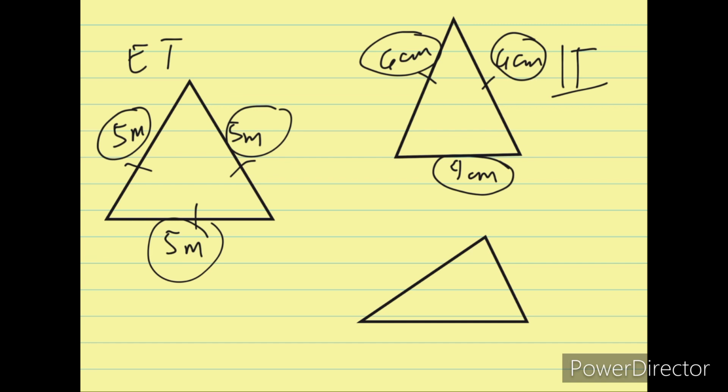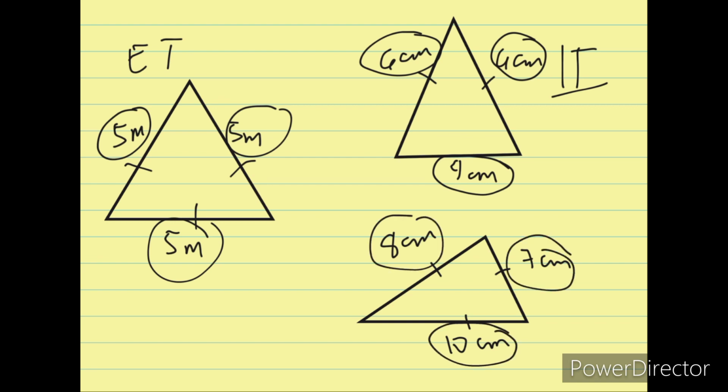Next, how about this one? 8 centimeters, 7 centimeters, and 10 centimeters. So what type of triangle is this? Based on the length of each side, they are different. Or in short, there are no sides with equal length. So therefore, we can say that it is a scalene triangle. That's how to identify the triangles according to the length of their sides.